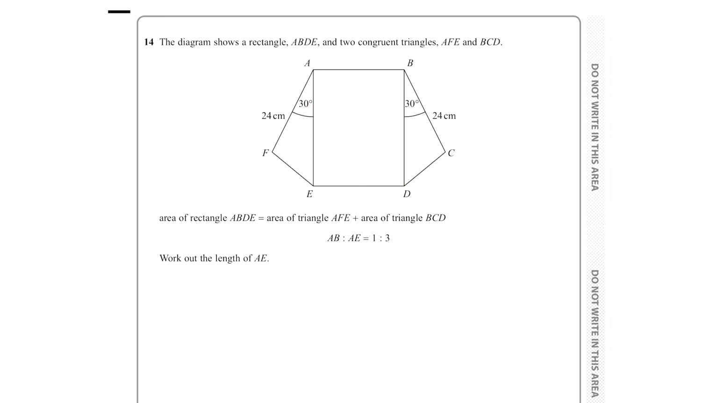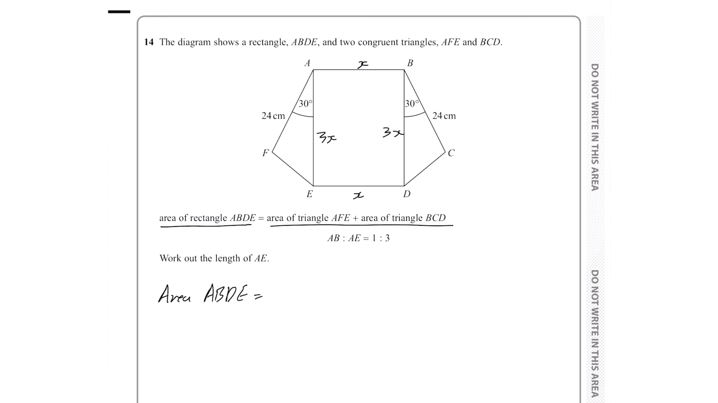And we're also told that AB, let's just call that X, and the ratio of AB to AE is 1 to 3. So if that's X, this is 3X. Let's just label all of them. Right, so work out the length of AE. So let's start by piecing together this equation they've given us here. The first bit is the area of rectangle ABDE. We're going to make a start and see what values we can find and what we can do with them.